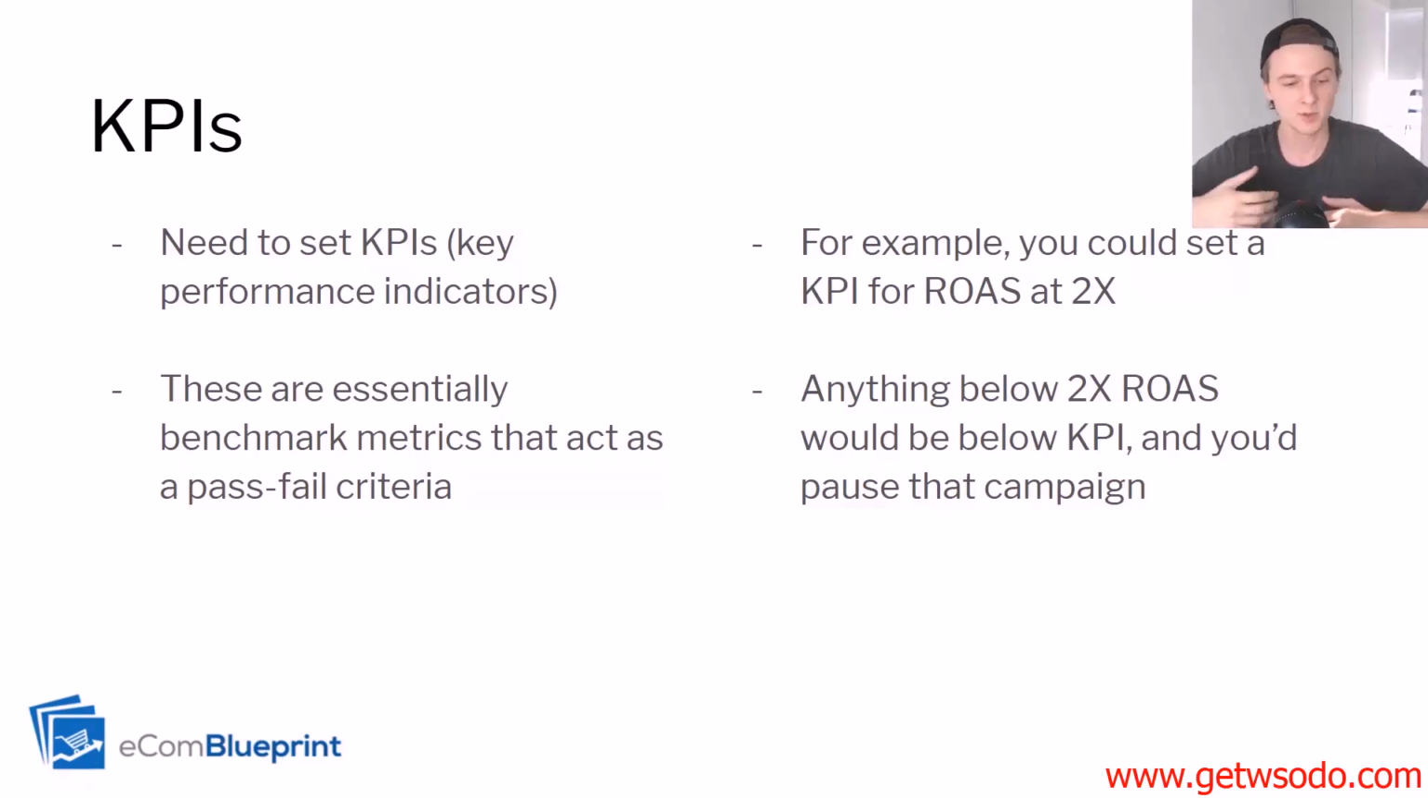And then you can use those KPIs as pass-fail criteria, right? So for example, you could set a KPI for your return on ad spend at 2x. You could say that's our key performance indicator. Anything below 2x ROAS would be below KPI, and then you would pause that campaign. And so that's how KPIs work. They're just metrics and benchmark numbers that you can use to evaluate the performance of your campaigns. And so I want to show you how to calculate these KPIs now.